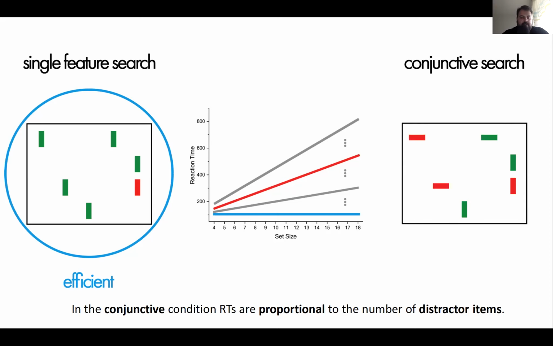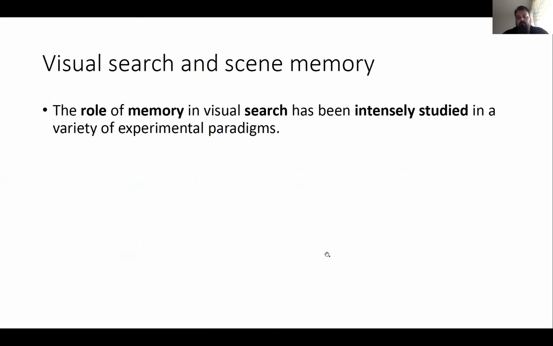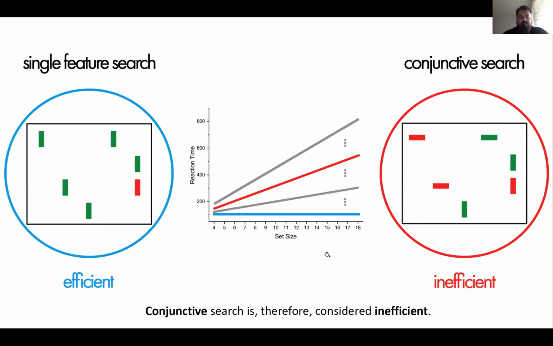And in the conjunctive case, the reaction times are proportional to the number of distractor items. So we have a steep slope, and in this case, well, it's inefficient.